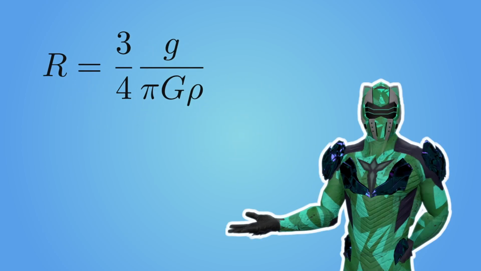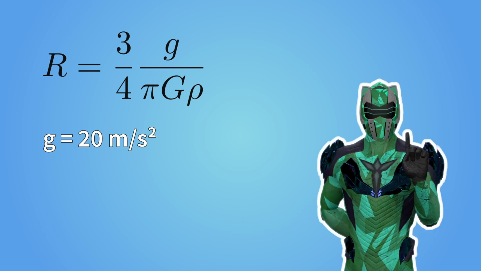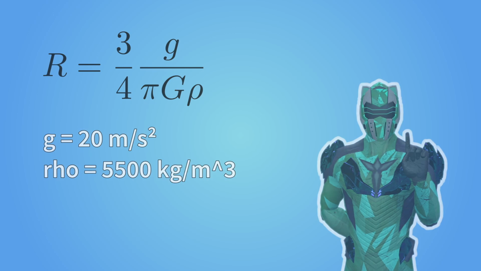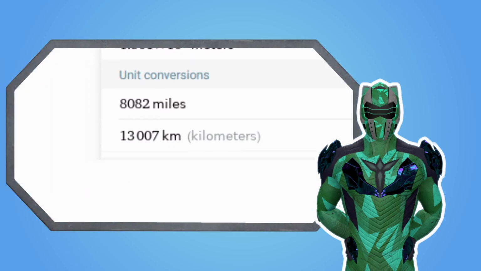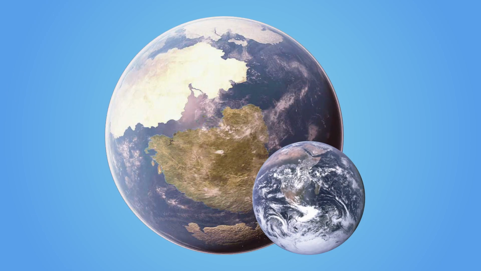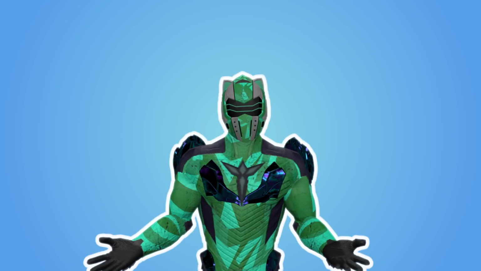We already know that the gravity equals 20 meters per second squared on Auraxis, so we only need the density. To try to anchor this in reality, we will assume that the density of Auraxis is the same as the density of Earth, so 5,500 kilograms per meter cubed. Plug the numbers in and you get a radius of 13,000 kilometers. This is massive. This means that Auraxis is 2 times larger than Earth. It's mad. So this is it, right?